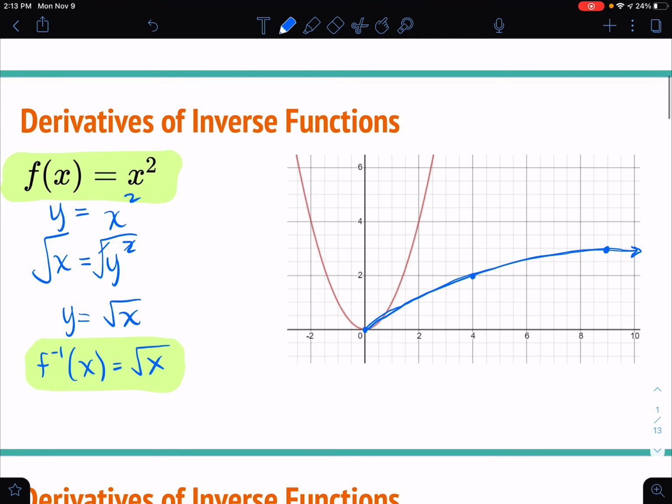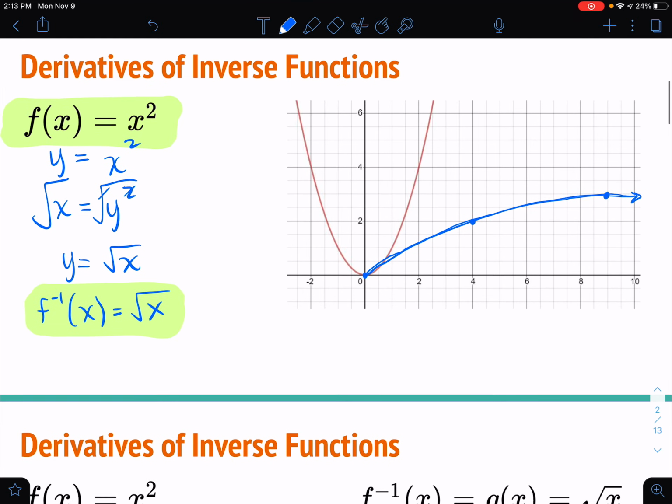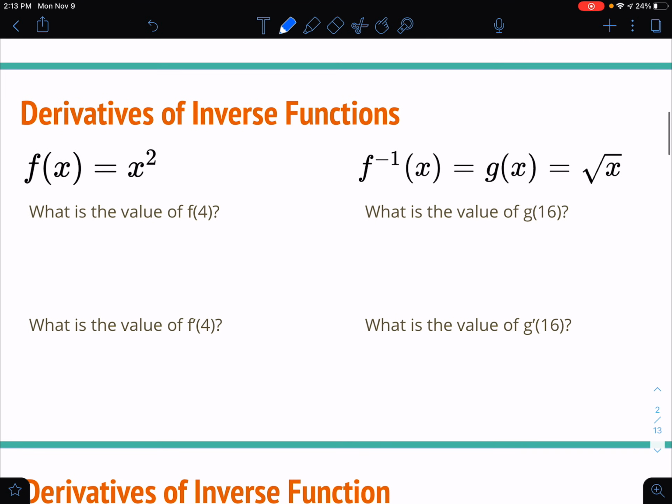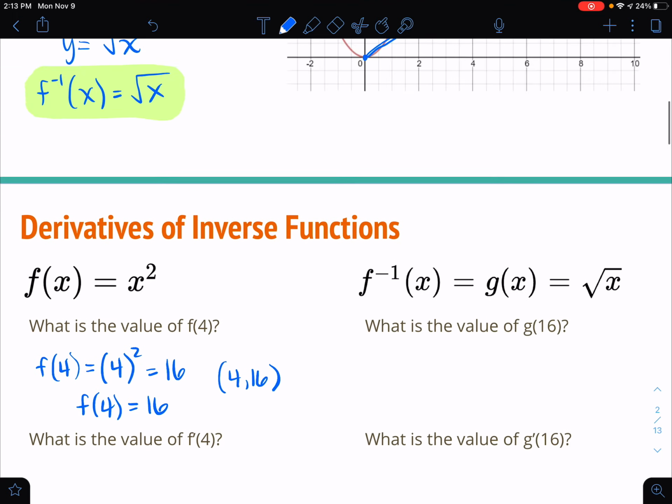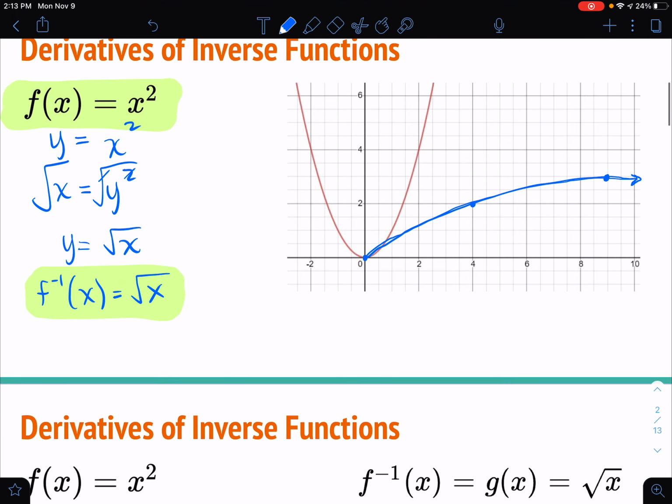So let's talk about now what we can determine about the slopes of those two graphs. If two things were inverse functions, what can we determine here? So if I have f of x equals x squared, let's find the value of f of 4. If I plug 4 in, I'm going to get 16. So f of 4 is 16, which means I have the point (4, 16), right? Now, if you remember in inverses, I had the point (4, 2), but over here I had the point (2, 4).